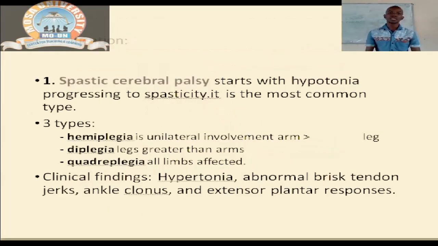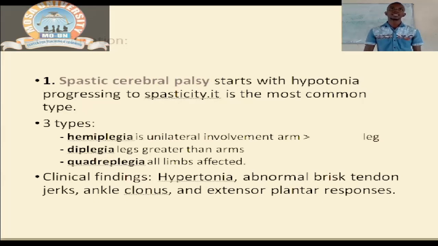So now let's look at the classification of cerebral palsy. Here we are talking about the types. Okay, in other words, we'd say the types. The first classification we're going to be looking at is spastic cerebral palsy. Spastic cerebral palsy starts with hypotonia, progressing to spasticity, and it is the most common type.